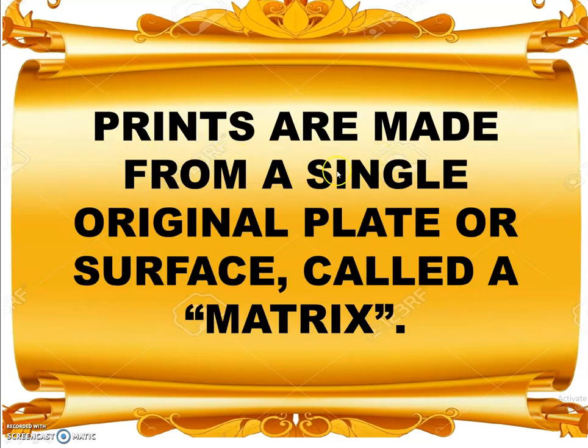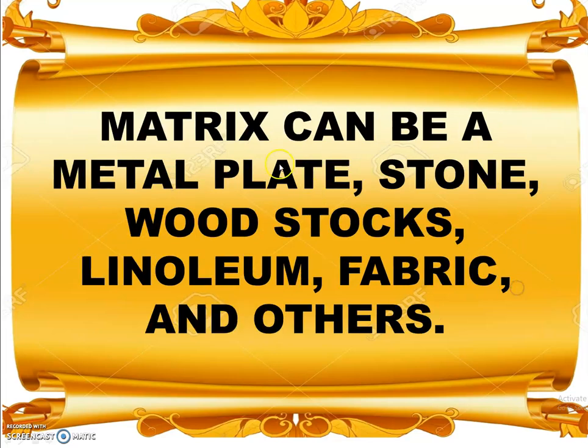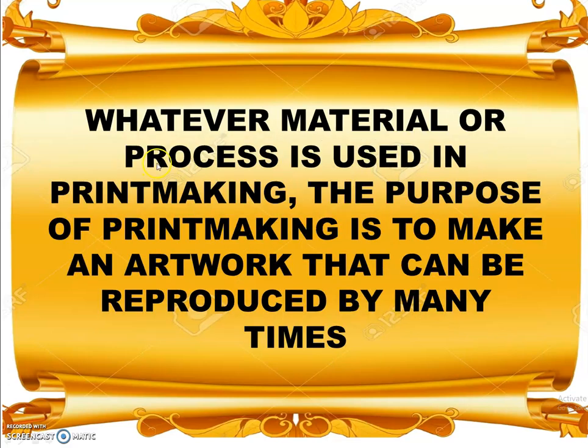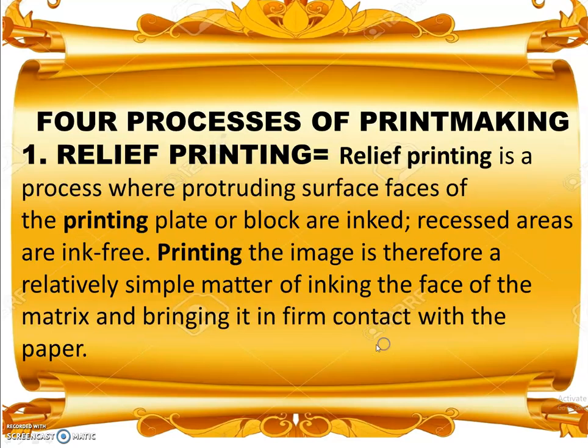Prints are made from a single original plate or surface called a matrix. And what is this matrix? A matrix can be a metal plate, stone, wood stock, linoleum, fabric, and others. Whatever materials or process is used in printmaking, the purpose of printmaking is to make an artwork that can be reproduced many times. So there are 4 processes of printmaking.